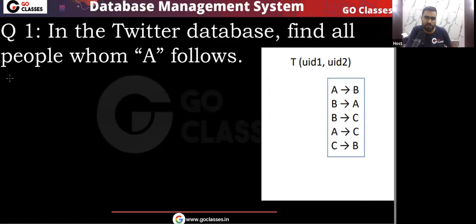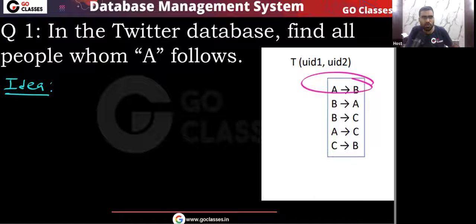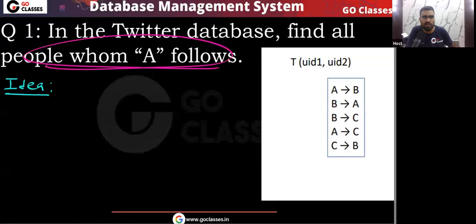So what is the idea first? You tell me about the idea. Tell me one thing. Can a single tuple tell you whether A follows B or not? Like for example, this single tuple, can it give you whom A is following? Yes, this can give you whom A is following. This tuple is giving you that A is following B. This tuple is giving you A is following C. So a single tuple is enough to solve this problem.